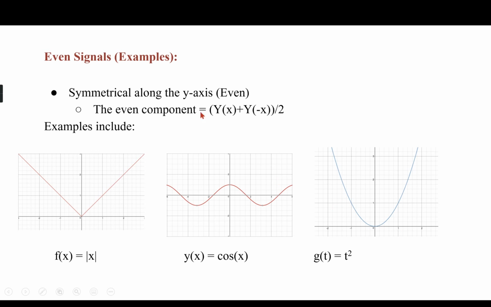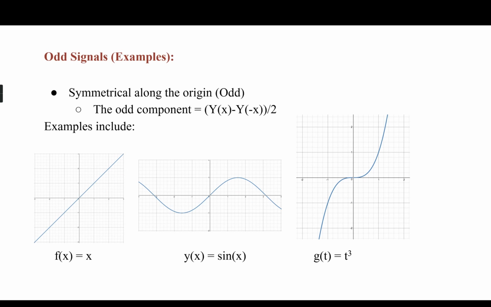And remember, to get the even component of a signal, you call y of x plus y of minus x. This is the numerator. In the denominator, you put 2, or you divide this part by 2. So remember to put the brackets here. Since these signals are purely even, they do not have an odd part. So the even component of these signals is exactly the same as the signal.